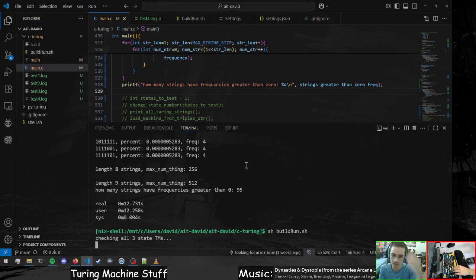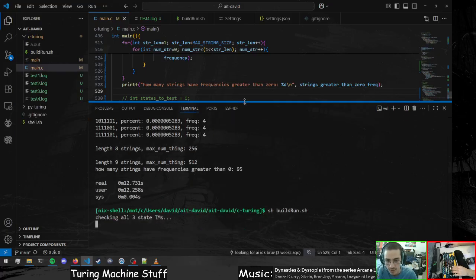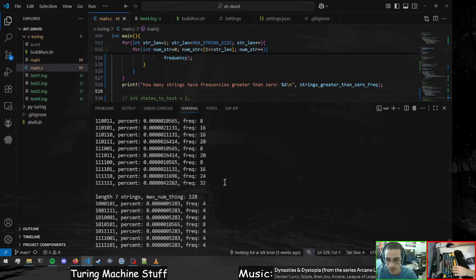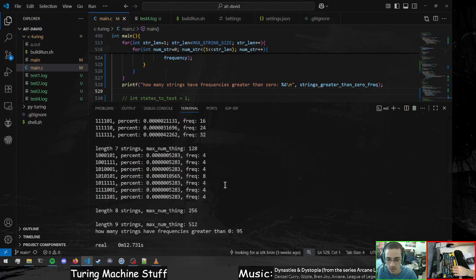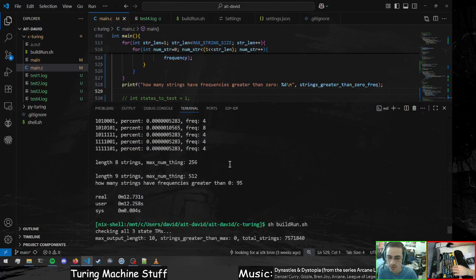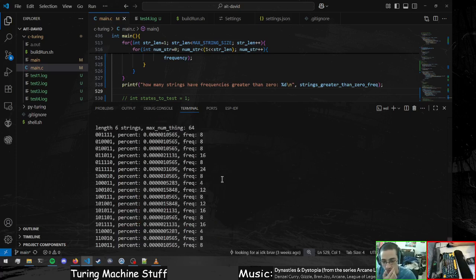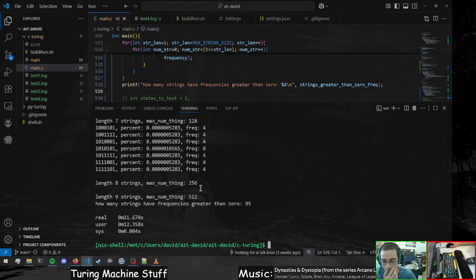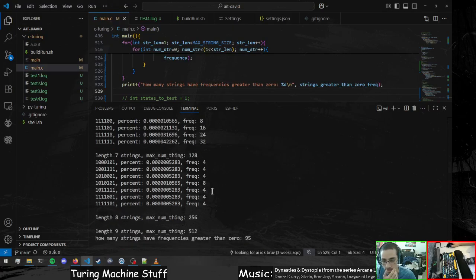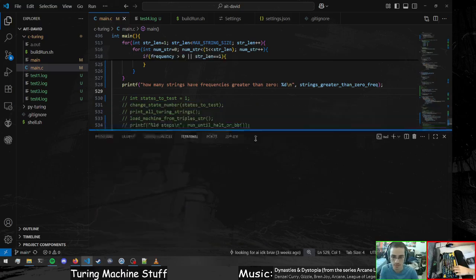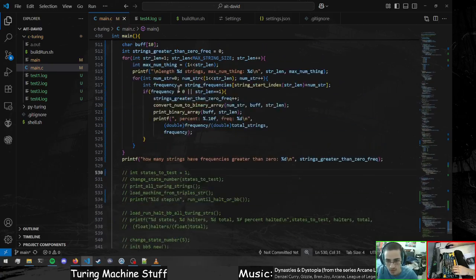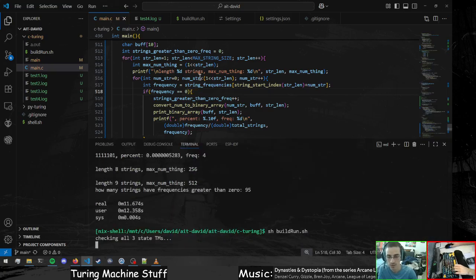Let's put that. Okay. So the problem here is now I need to figure out why they are not being included. Why is their frequency 0 when it should be greater than 0, apparently, according to the paper? That's problemo. Alright, so let's see here. Let's take that out and redo this. Let's only include the strings that had 0 frequency.